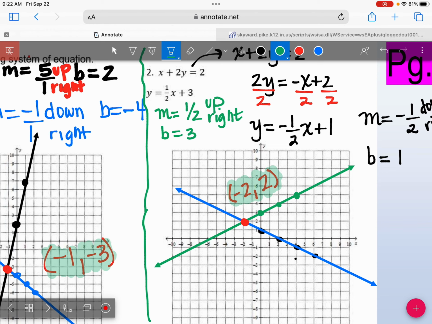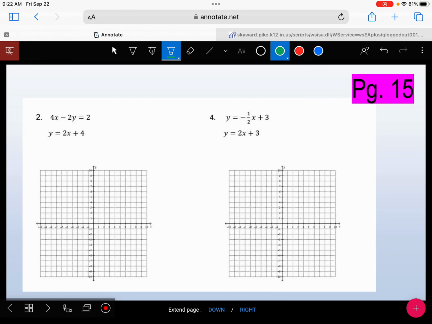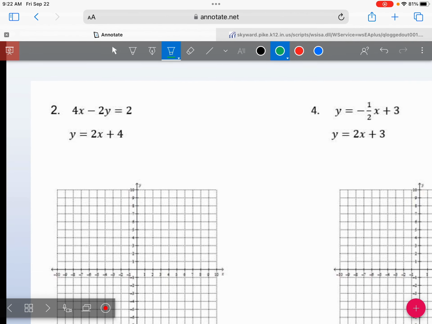So I know it says number 2 again, but that should be number 3, the next one. That's a typo. Let's go ahead and graph that one. Let's look at number 3. So the first one, we'll graph the easy one first. Let's go ahead and graph this one. This one is already set up for us, so we'll just graph it.